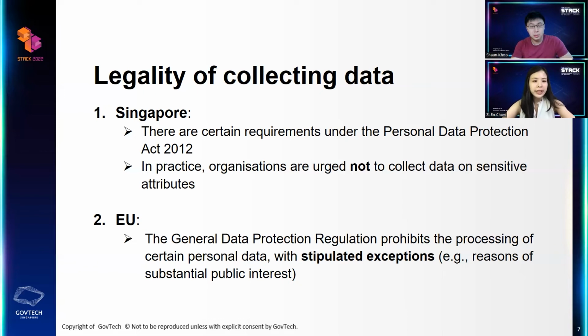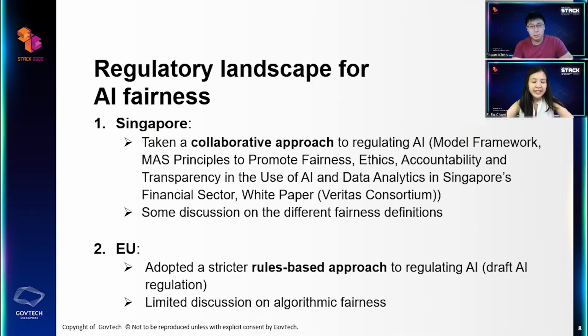Similarly, if we turn and look at the landscape in the EU, the General Data Protection Regulation also prohibits the processing of certain personal data with some stipulated exceptions. However, it is unclear if any of these exceptions will apply to allow AI systems to collect data on sensitive attributes. Turning then to the next area, what does the regulatory landscape currently look like for AI fairness?